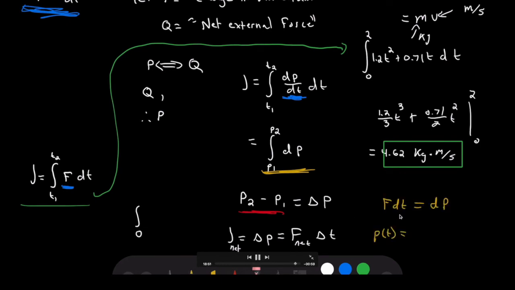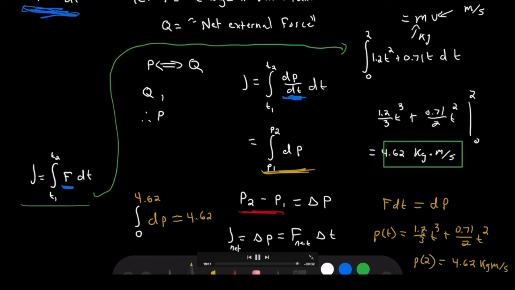I jump back over to this. F dt is dp. We integrate. Oh yeah, we're finding the momentum function. So I can get the upper bound on the integral there. But why did I do that? I did that because F dt is dp/dt. Yeah, I was trying to find the momentum because p is equal to mv. Okay, that's why I integrated it.